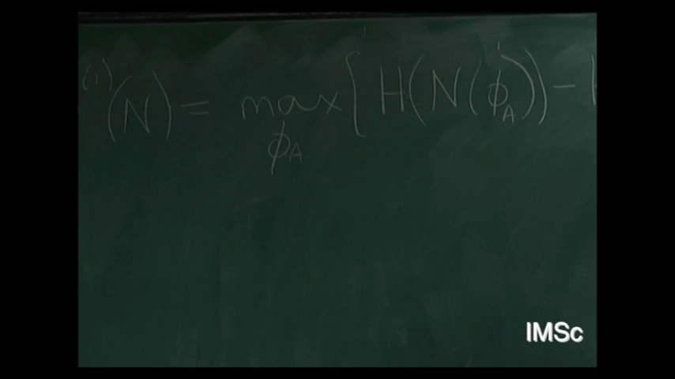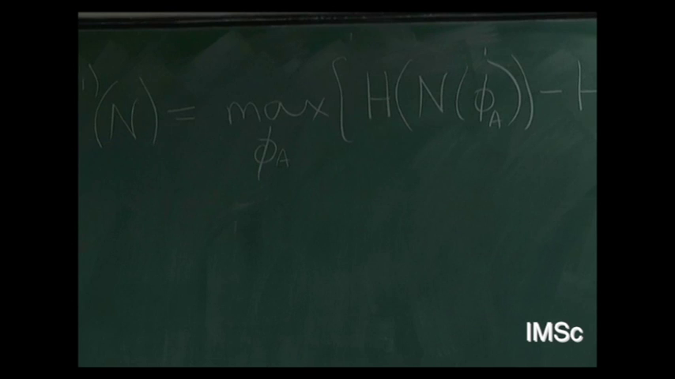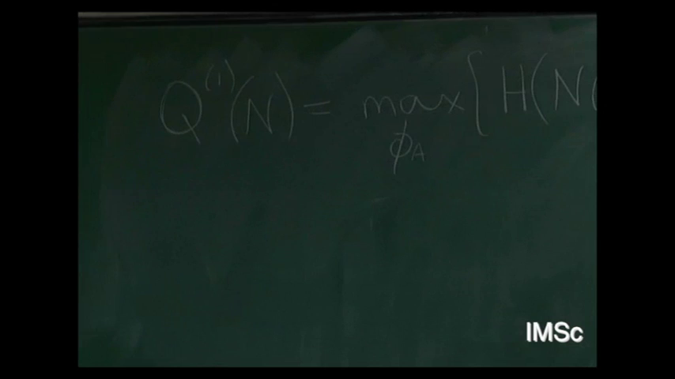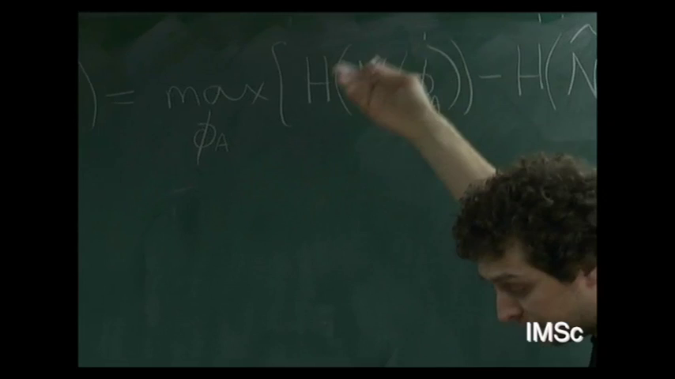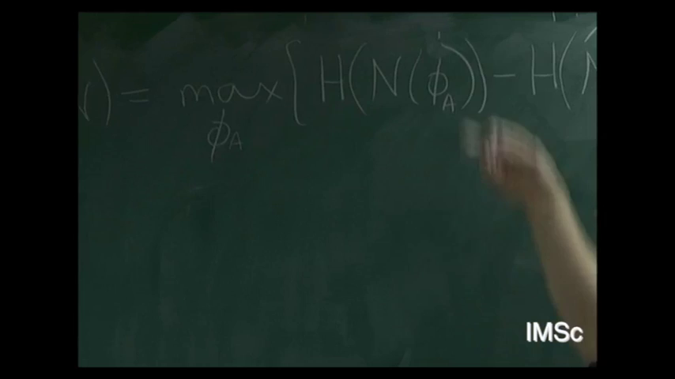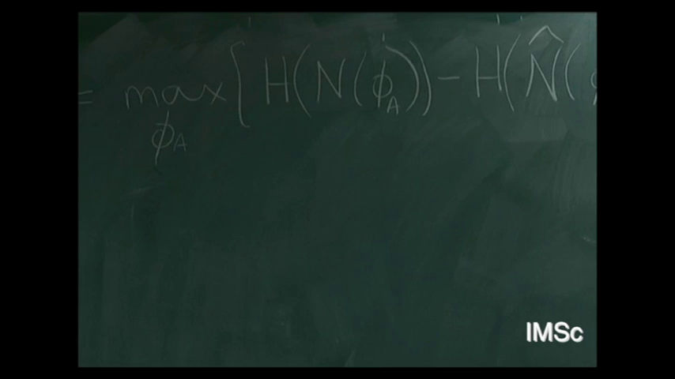Where now I'm using this N hat to represent the complementary channel that we discussed yesterday. Okay? So this says if I pick some input state phi, the excess of entropy that it induces on B over the amount it induces on E is exactly the rate that we can achieve for random coding on this channel.